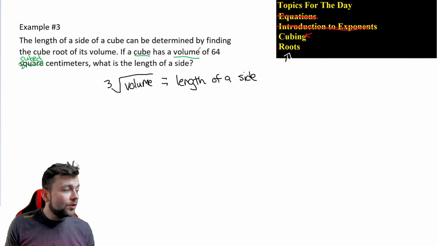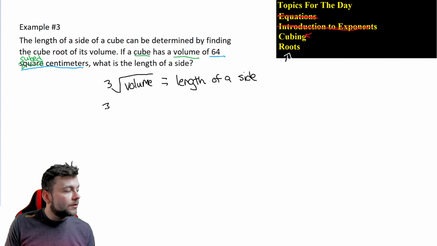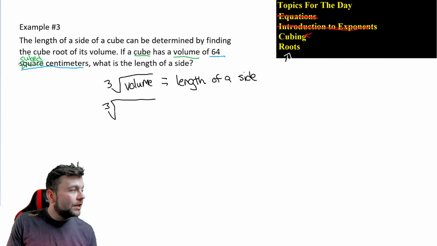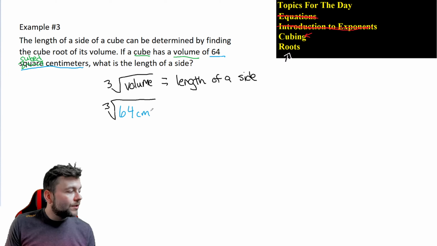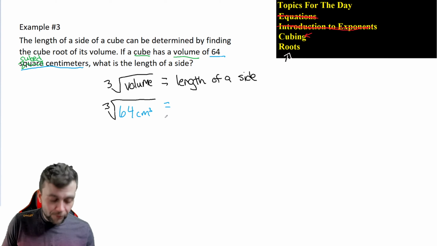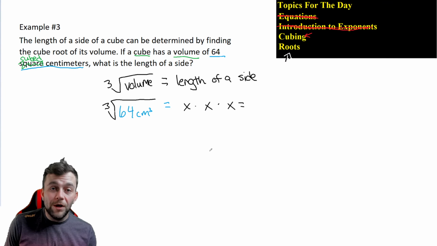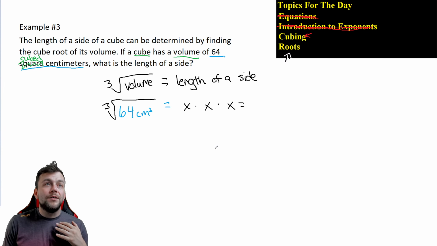So, what is our volume? We are given the volume of 64 centimeters cubed. Okay? So, rewriting this, the cube root of 64 centimeters cubed. So what times what times what is 64? That's what I'm asking you. So x times x times x equals 64. So what is our x? What is x being the placeholder for?